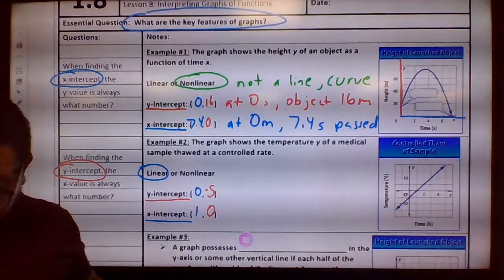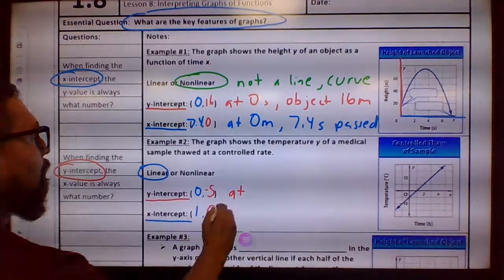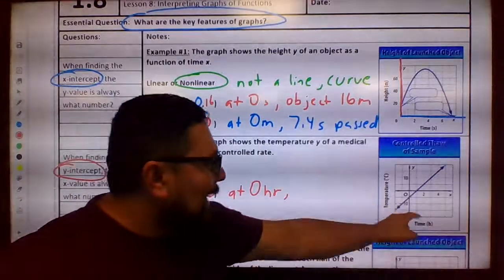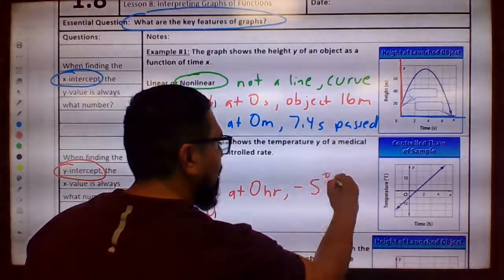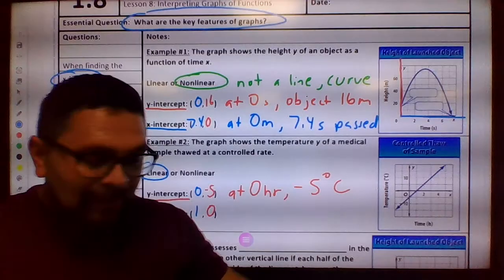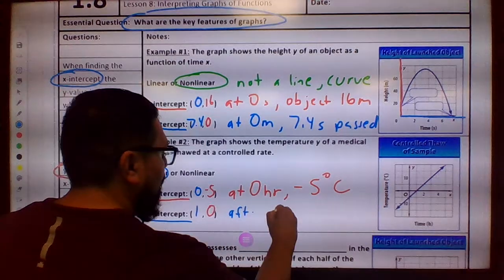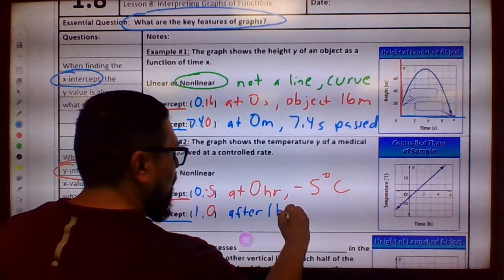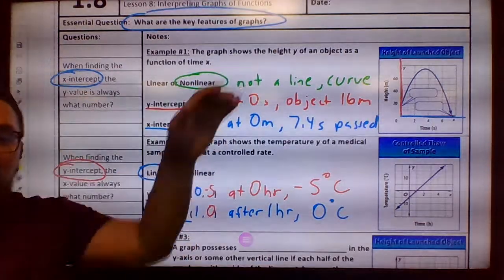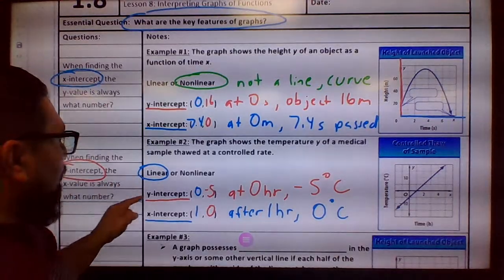To interpret this, at 0 hours, the sample is at -5 degrees. And for the X-intercept, after 1 hour, the temperature is at 0 degrees. So it's going up, right? It's thawing. It's getting warmer. So that's example 1, and that's example 2.